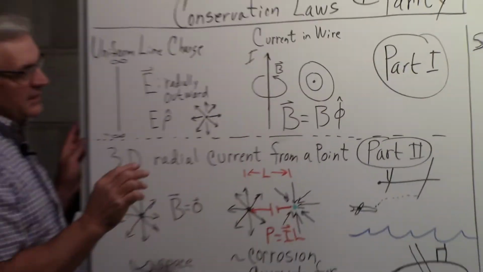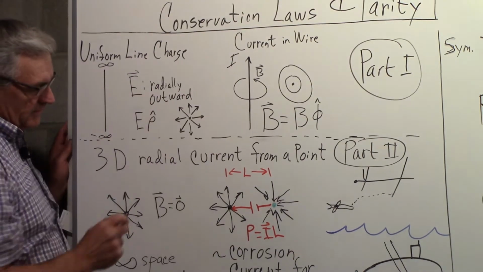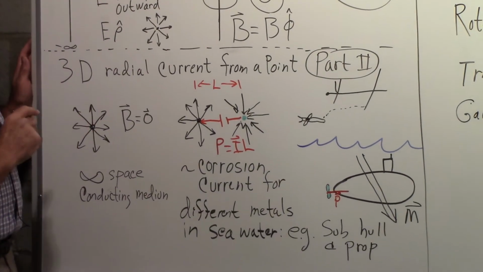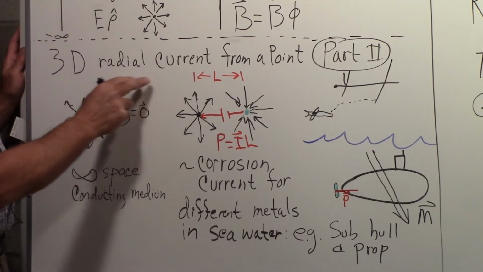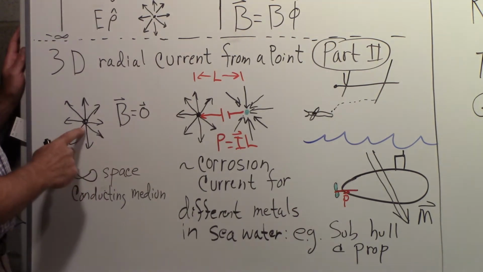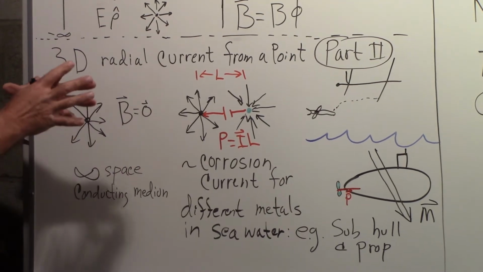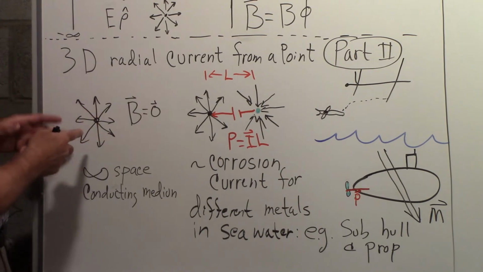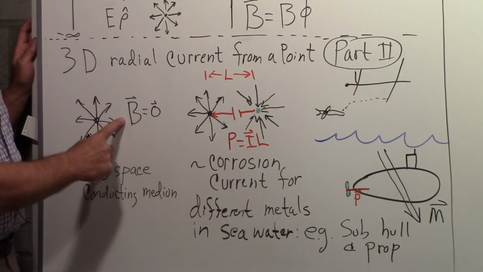In part 2, we continued on with the symmetry for E&M, but we applied it to a submarine. Very simple approximation. This is not exact. And what we looked at was the 3D radial current from a point. So we imagine a point in space in some kind of a conducting medium, and the current is flowing out radially in all directions. I can't show it coming out of the board or going into the board, but I hope you get the picture. And the magnetic field from that was 0.